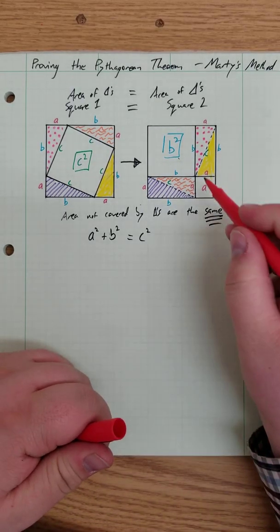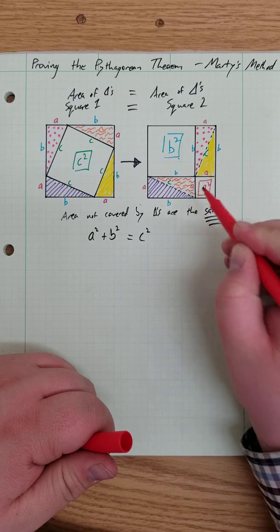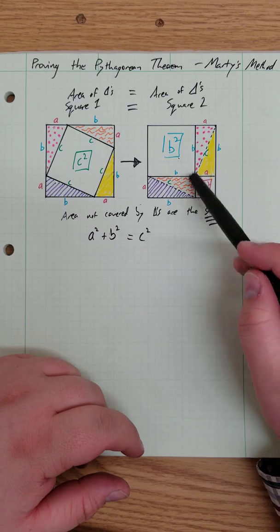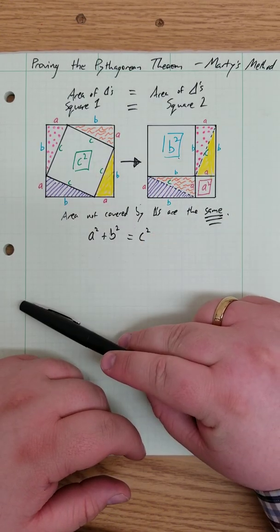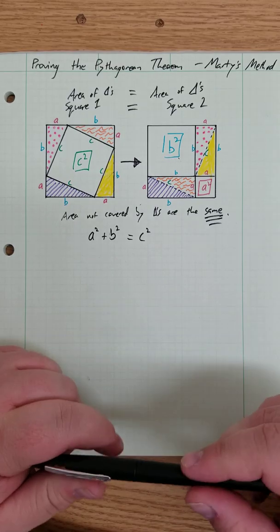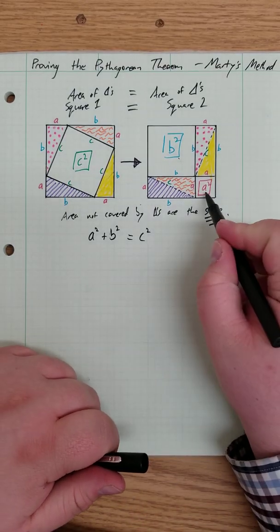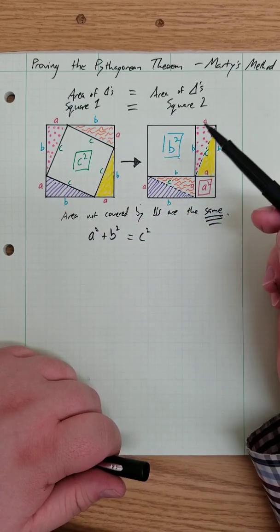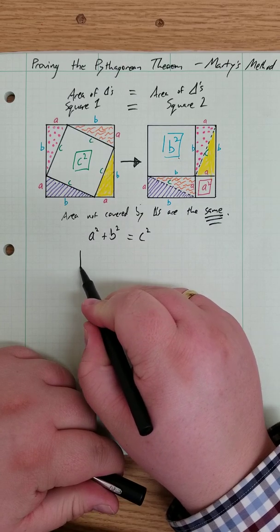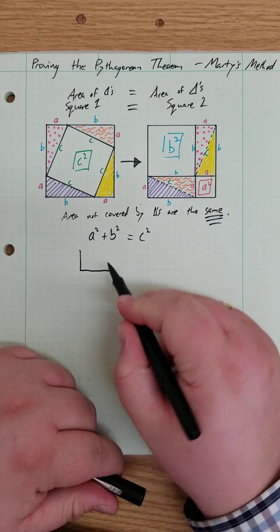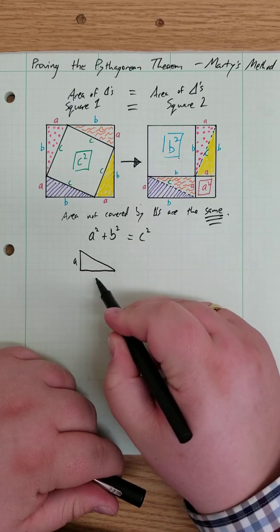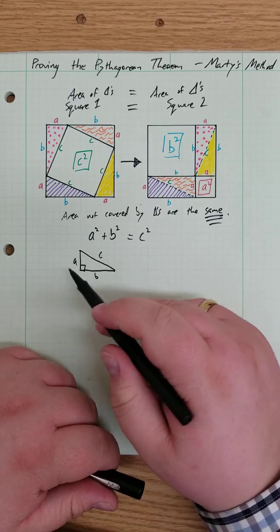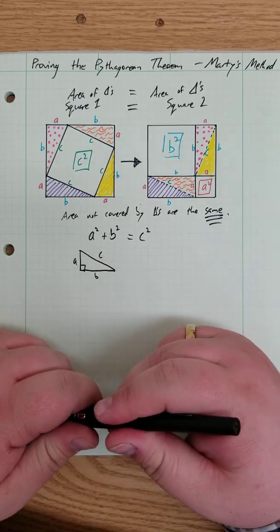So what we have here is that the combined area of a squared and b squared has to equal the area of c squared. And there, we just proved it. A squared plus b squared is equal to c squared for any generic right angle triangle A, B, and C. As long as C is defined as the hypotenuse, a squared plus b squared is equal to c squared. That is Marty's method.